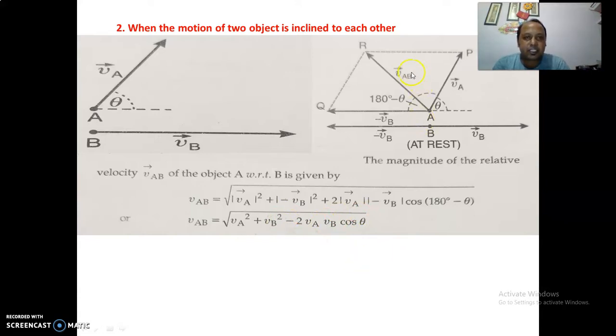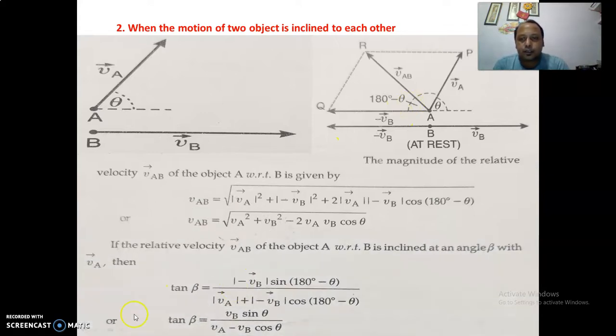The relative velocity of A with respect to B, in case when the A and B objects are moving in different inclination, not in the same path, then the resultant is given by this formula. Now, suppose we consider that we need to find the direction of the resultant now. Now, this angle which the resultant makes with VA, let it be given by beta.